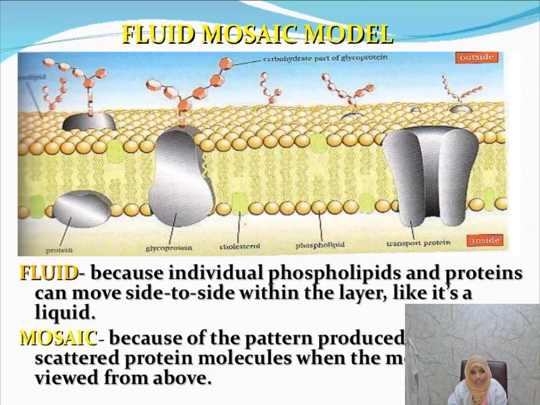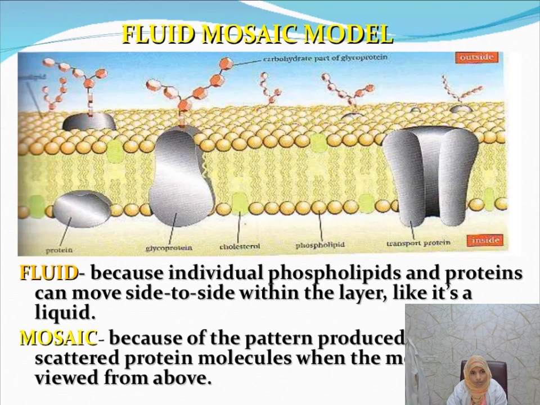Mosaic is because the proteins are arranged scattered. They are arranged in a scattered manner when we are viewing it from the above. So this presence of protein, arrangement of protein gives it a mosaic pattern. So we call this as fluid mosaic pattern. Fluid mosaic model, which was proposed in the year 1972 by Singer and Nicholson.